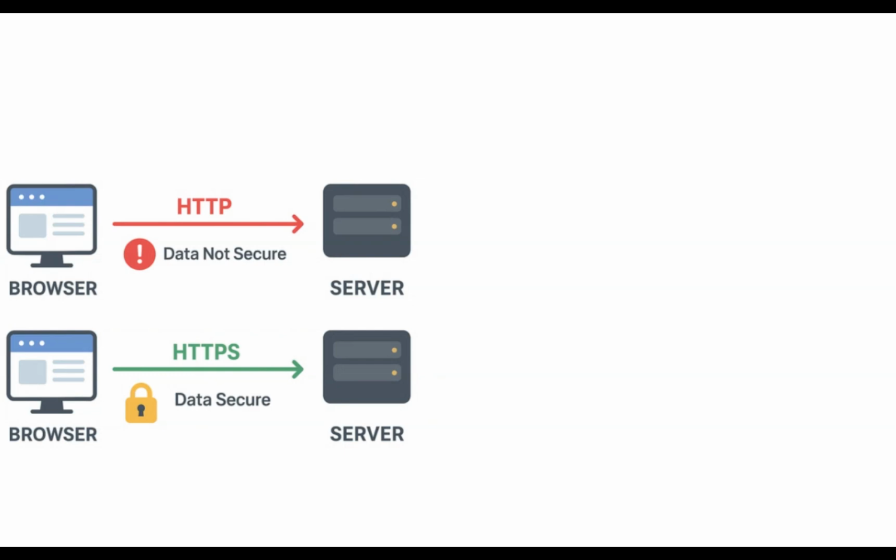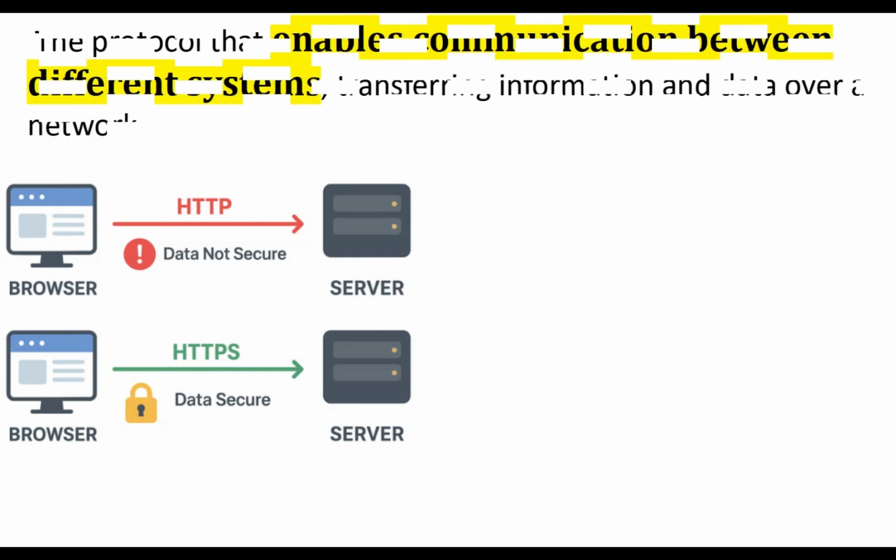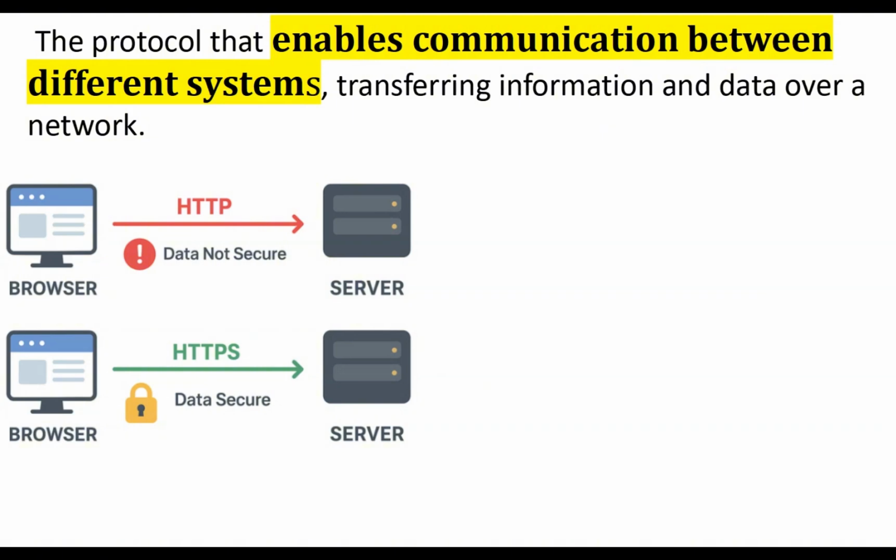How should the browser access the resources? In that case, we need a protocol. What is the action, or what is the parameter of a protocol? A protocol actually enables communication between different systems and transfers information and data over a network. There are two types of protocol.